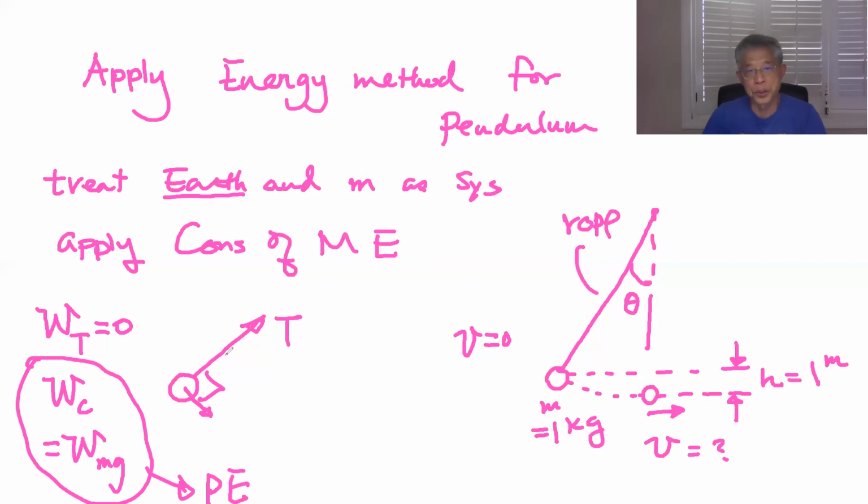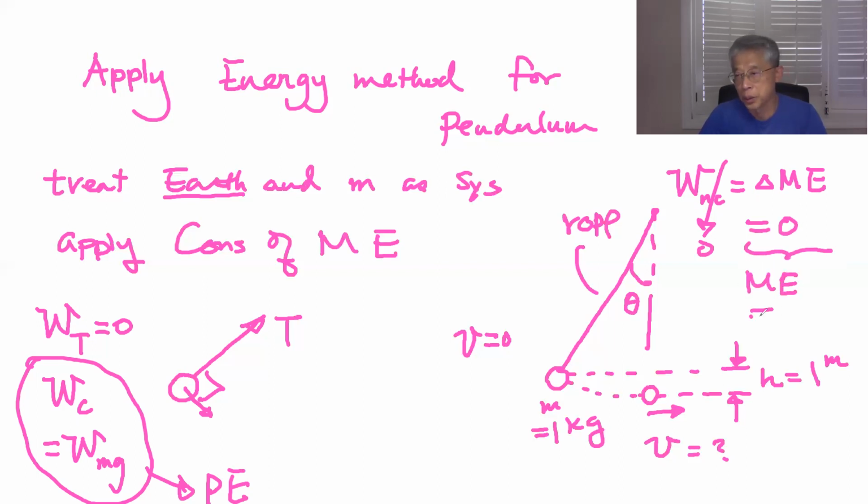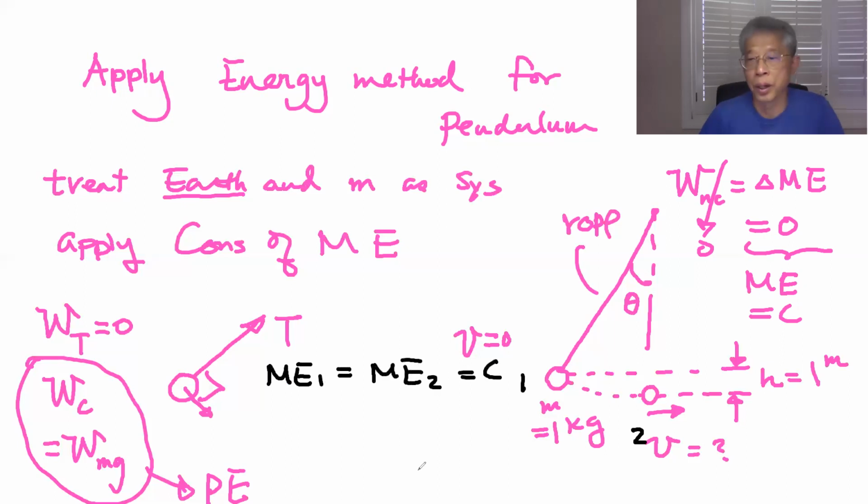Okay, so then the only force is T, of course, there's no drag. Then W_NC equal to delta ME, right? Or delta KE plus delta PE, this is 0, right? So this is due to tension. So then we have this one equal to 0. So then you can apply ME is equal to constant or conservation of mechanical energy, okay? All right, so then we say this position 1, this is position 2, okay? And we say ME1 is equal to ME2. It's all equal to constant, right? So you can do that.